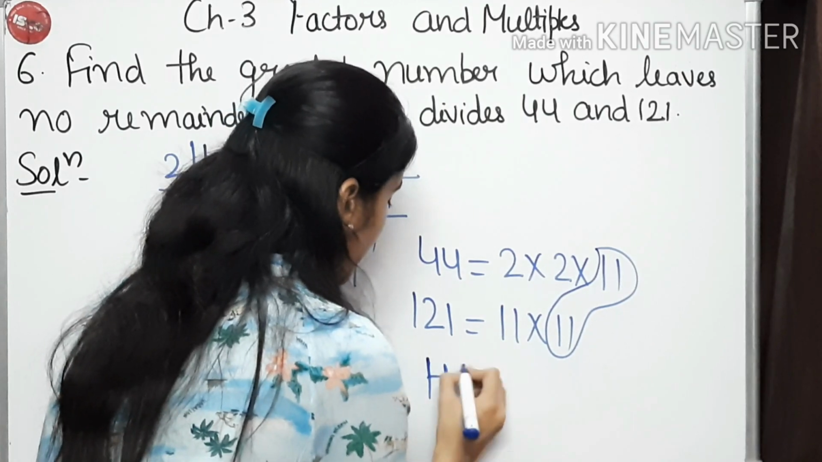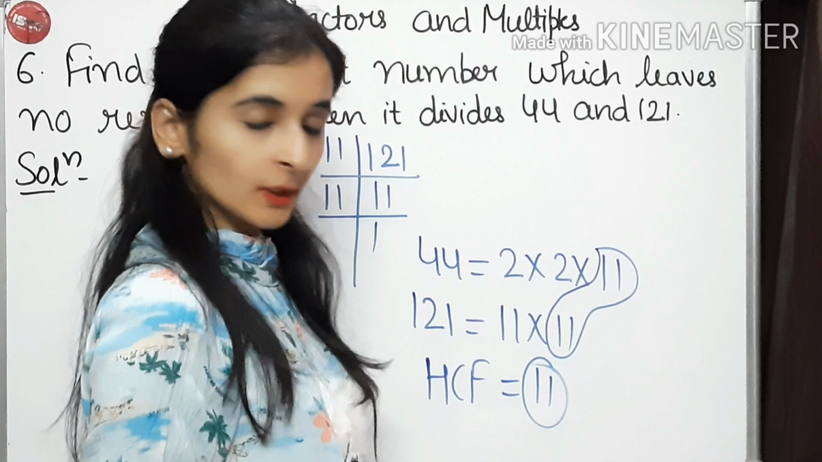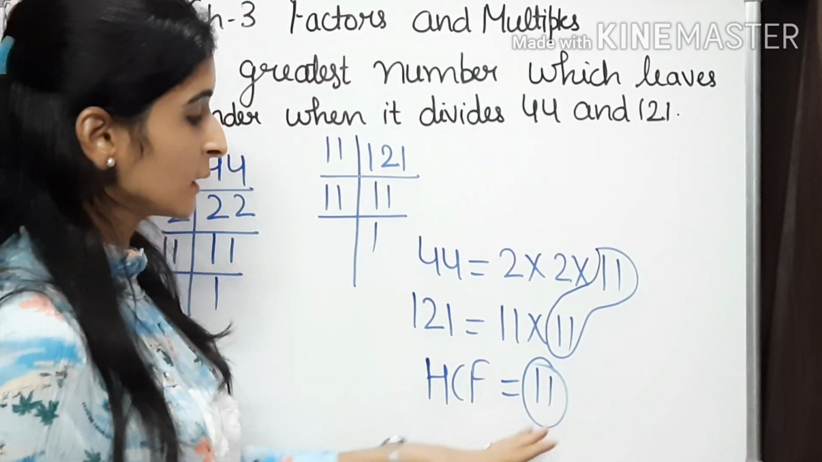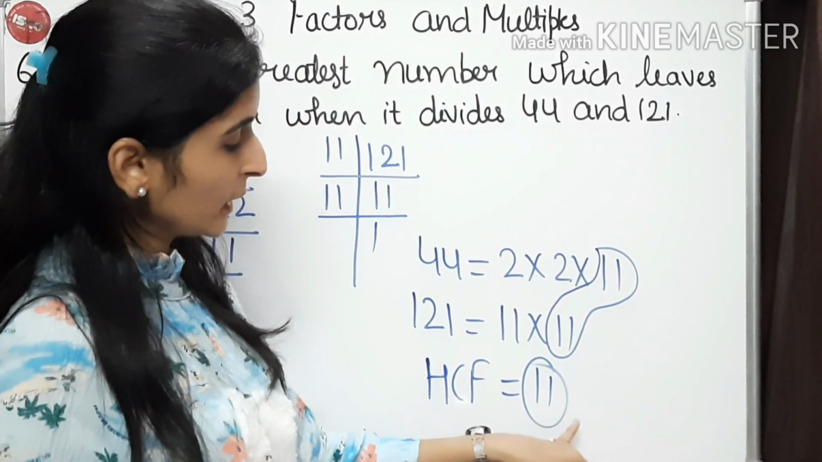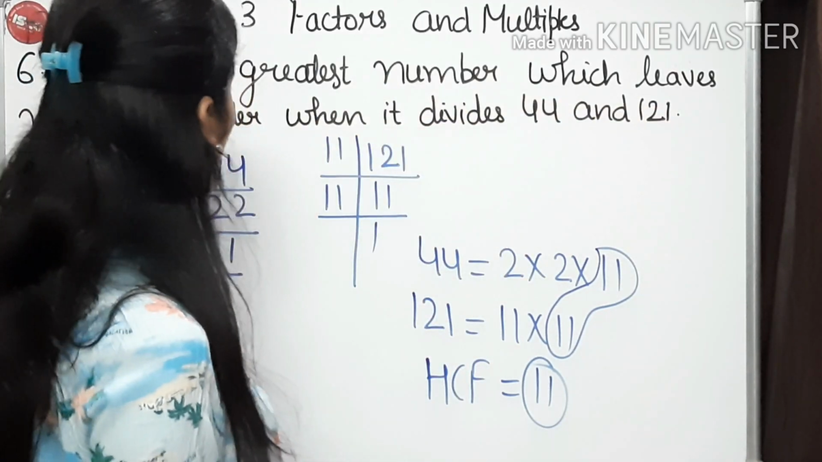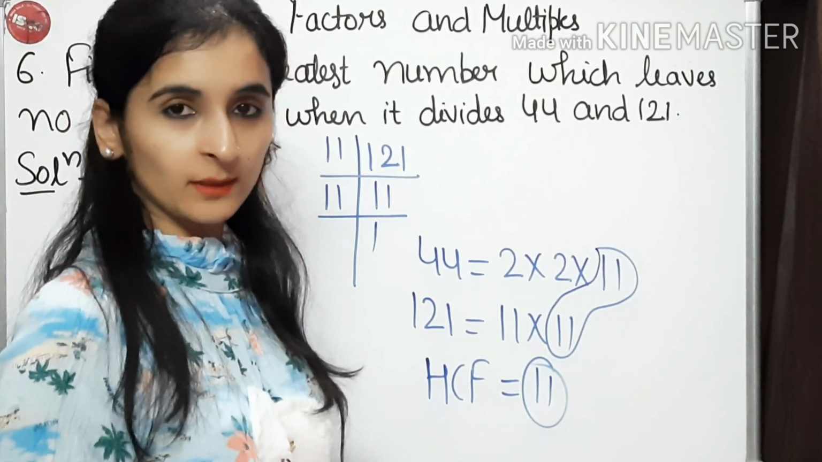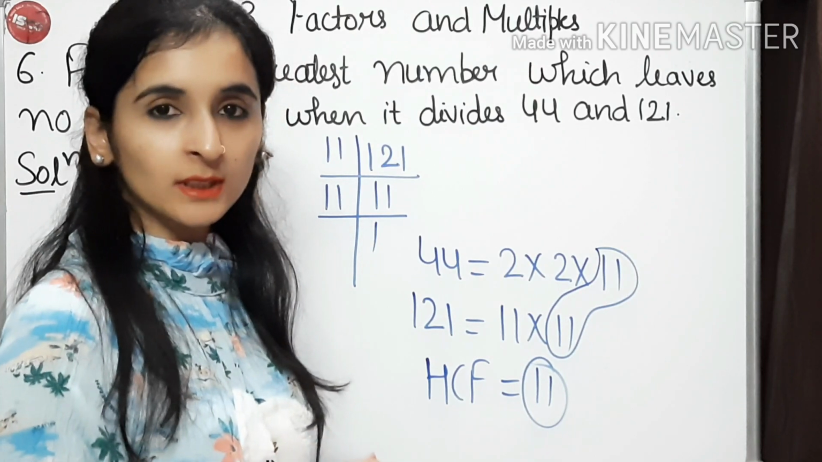So what will be the HCF? HCF will be 11. So it means the HCF of 44 and 121 is 11. And it means 11 is the greatest number which leaves no remainder when it divides 44 and 121. Now let's move to the next question.